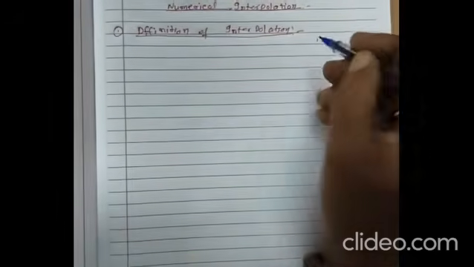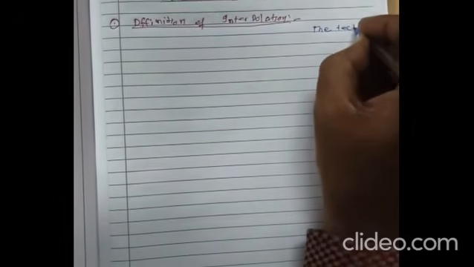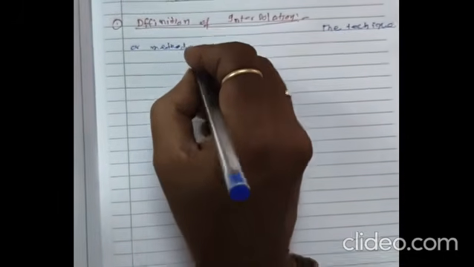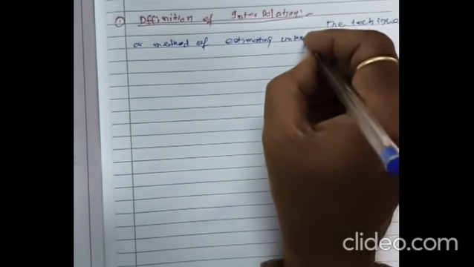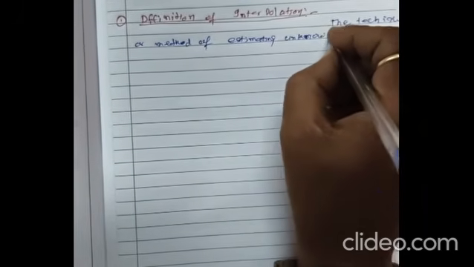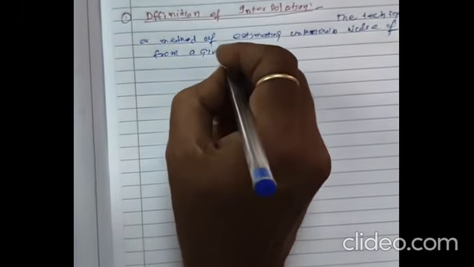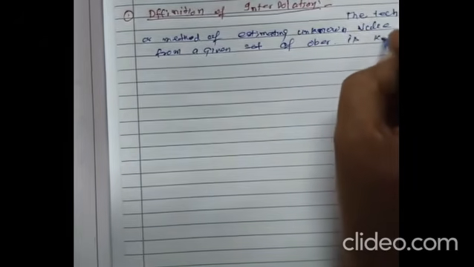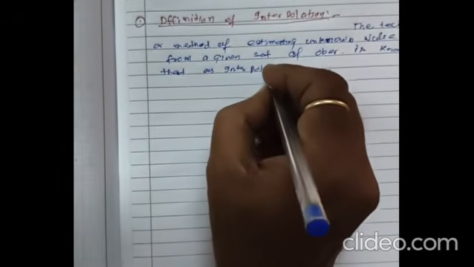डिफरेंस इंटरपोलेशन क्या होता है? Interpolation is a technique or method of estimating unknown value of a function from a given set of observations. This is known as interpolation.